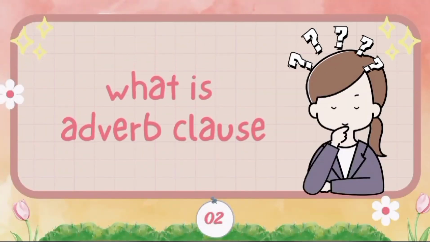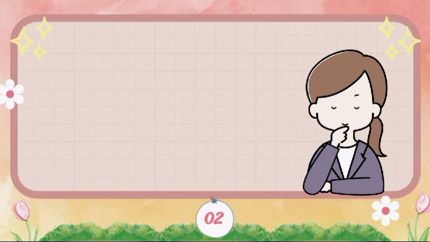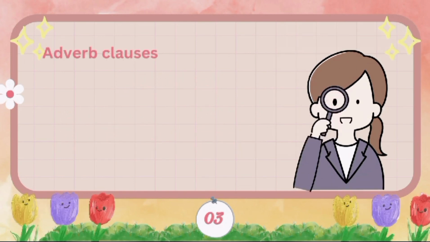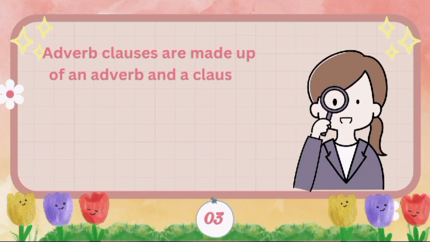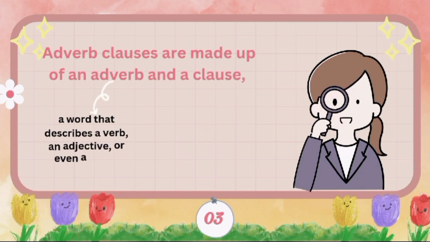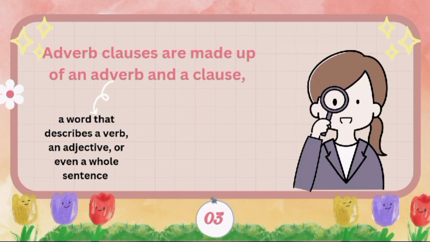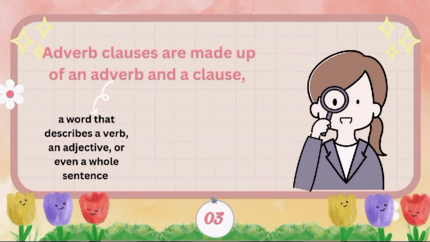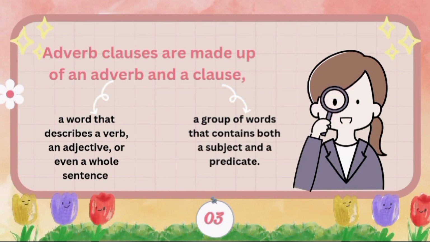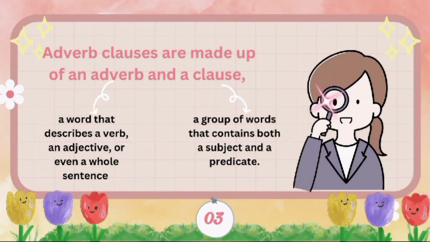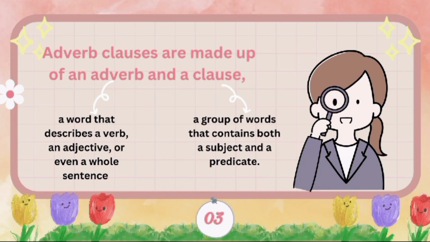So, what is an adverb clause? Like its name, an adverb clause is made up of an adverb and a clause. An adverb is a word that describes a verb, an adjective, or even a whole sentence. In Bahasa, we call it kata keterangan. And a clause is a group of words that contain both a subject and a predicate.